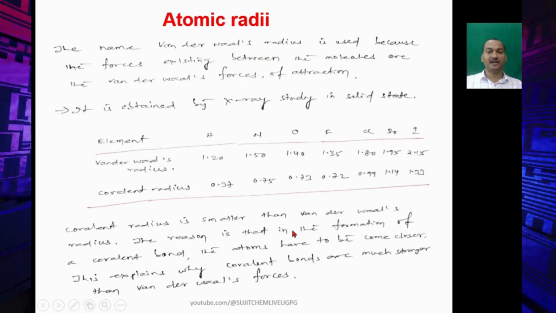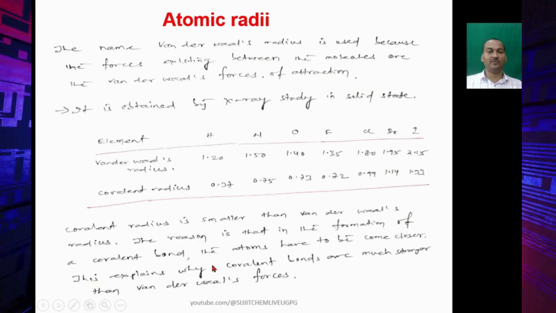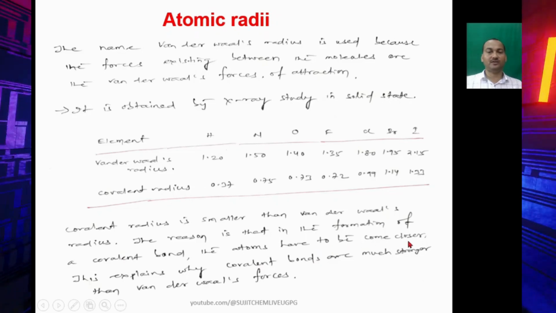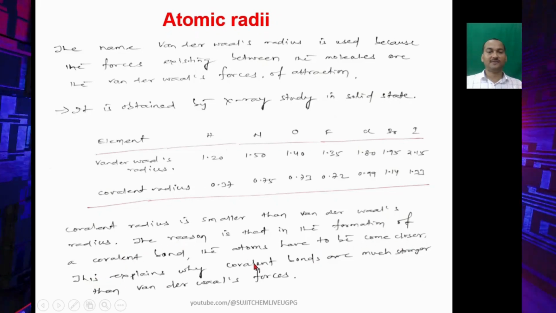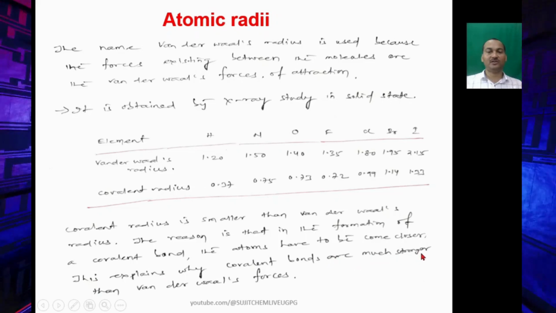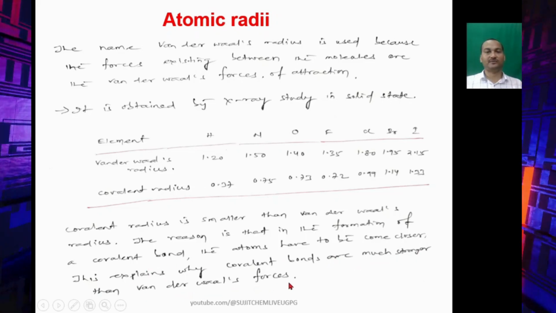The reason is that in the formation of a covalent bond, the atoms have to come closer. And this explains why covalent bonds are much stronger than the van der Waals force.